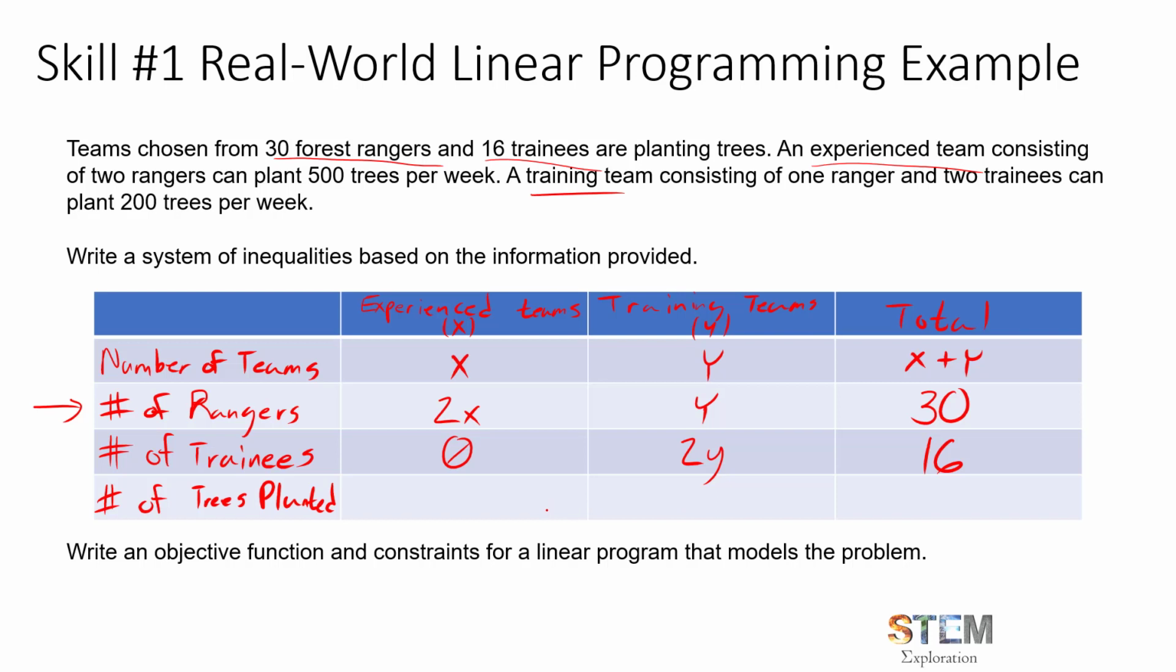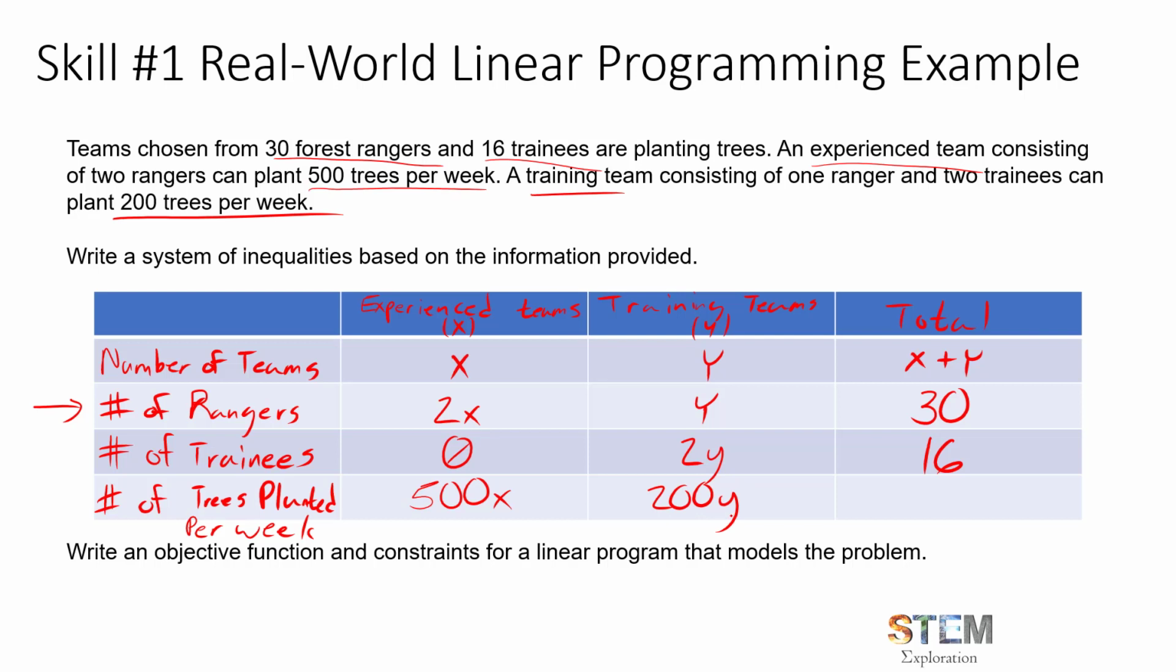An important thing to also take into consideration, because we have this information in our question, is that an experienced team can plant 500 trees per week. So if we have an experienced team, we can just plan on that. So number of trees planted, and I'm going to put per week here because this is an important thing to usually keep track of. But if you make a training team, they're only good for about 200 trees per week.